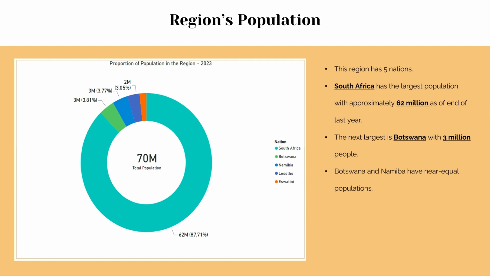Now, focusing on the region's population, being perhaps the smallest region in Africa, just based on the number of nations, it has 5, as we've previously seen. As of end of last year, the population was as follows. South Africa had 87.71% of the whole region's population. That's at 62 million people. And then the next one was Botswana with 3 million. You can see Botswana and Namibia have near similar total number of people. And then you've got Lesotho and Eswatini to terminate the proportion here.